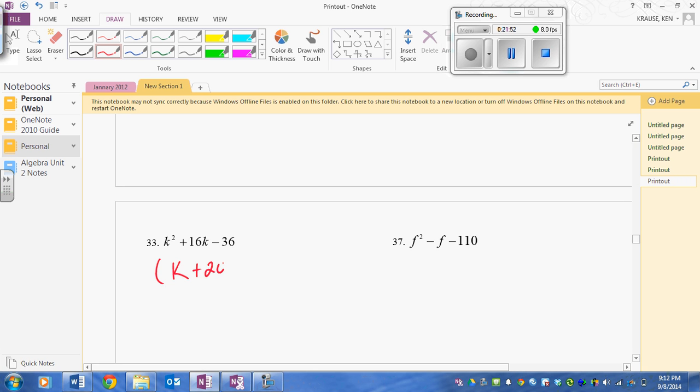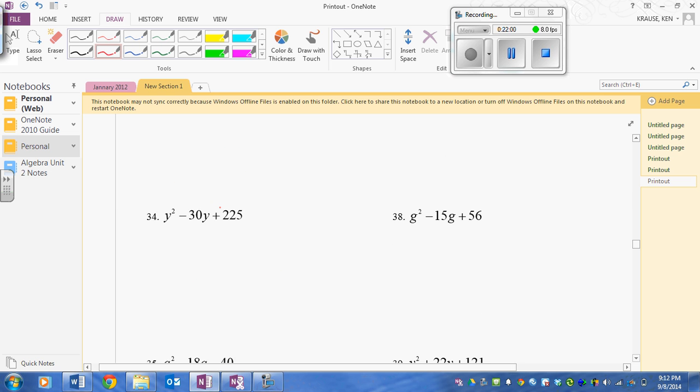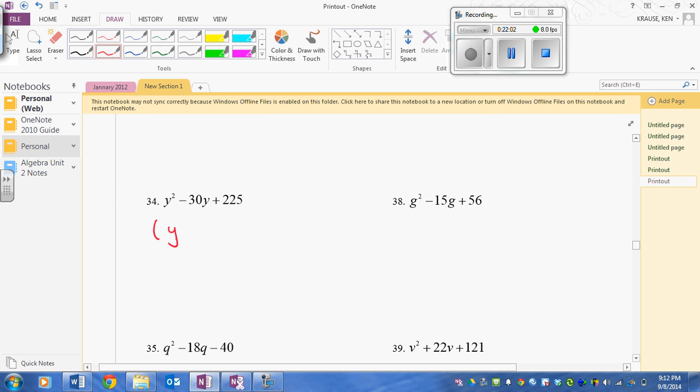Plus 20, minus 2, because different signs and they add up to 18. 225 is actually 15 squared, and 15 plus 15 is 30. So the 15 is the same. They're both going to be negative. And 15 and 15.